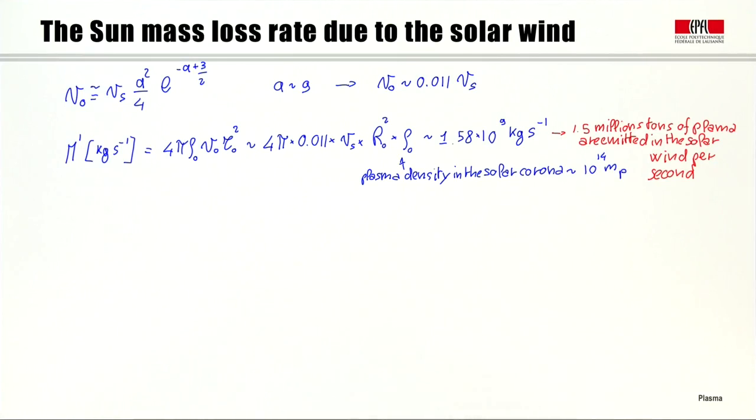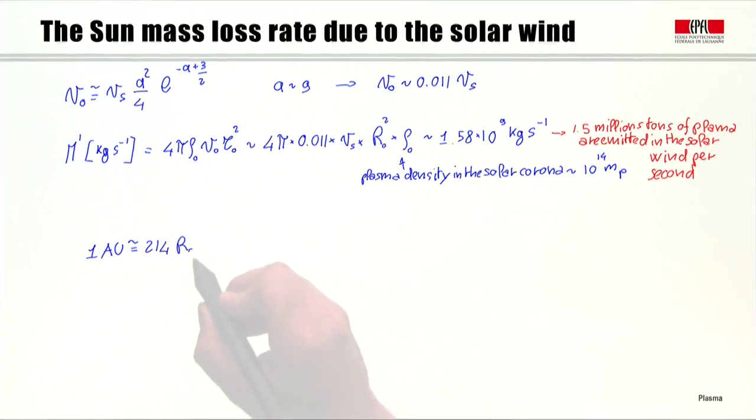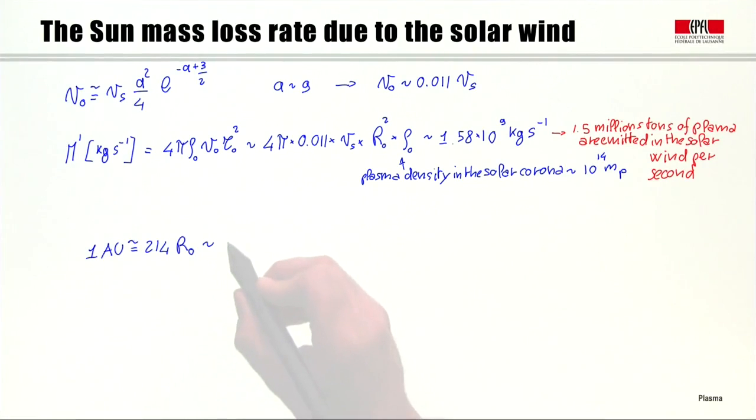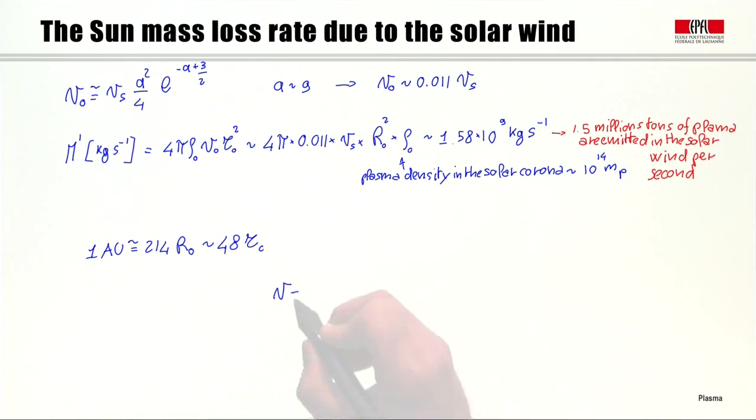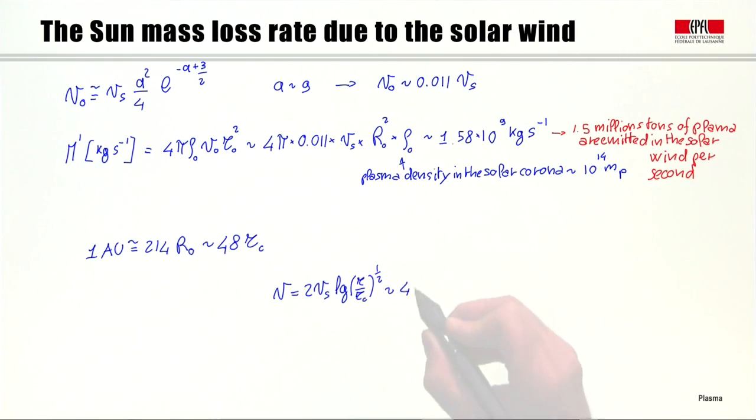We can also estimate the solar wind speed at the position of the Earth, recalling that one astronomical unit is approximately 214 times the radius of the Sun, which in our units will be 50 times the critical radius. If we plug the numbers into the previous formula, we obtain a solar wind speed at the distance of the Earth of approximately 560 km per second, which is a number that compares pretty well with the experimental measurement.